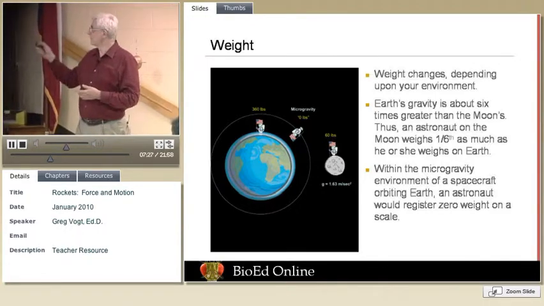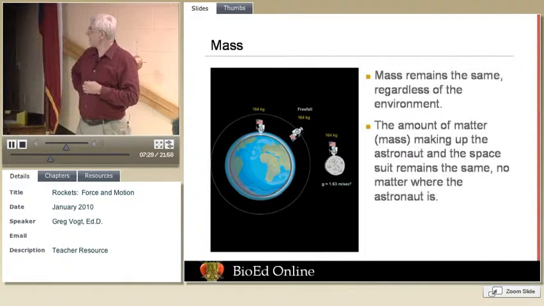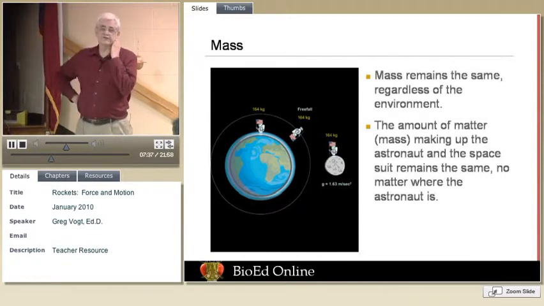Okay, so weight changes. But if you talk about mass, on Earth the mass is 164 kilograms. In free fall, it's 164, and on the moon, it's 164. So it doesn't matter. Mass is just the amount of matter a body contains.